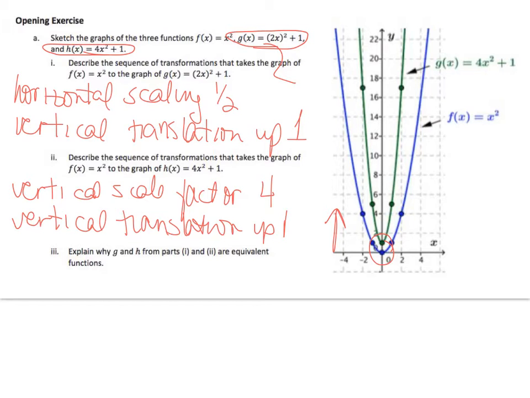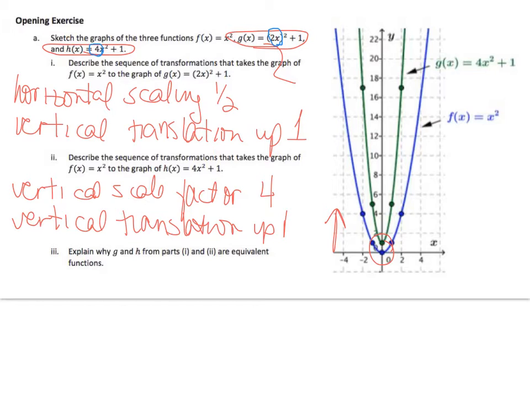Little reminder, when I'm changing inside the parentheses, that's my horizontal scale, and my scale factor is 1 over the number in front of the variable. When I've got the number outside the parentheses, it's a vertical scale, and the factor is the coefficient in front of the variable. Okay, just a little reminder there.